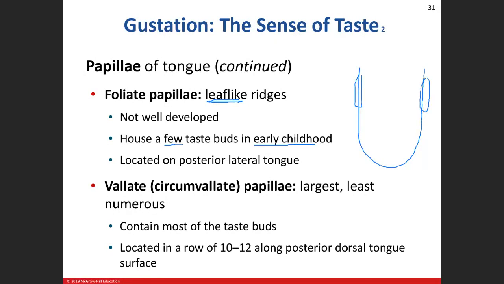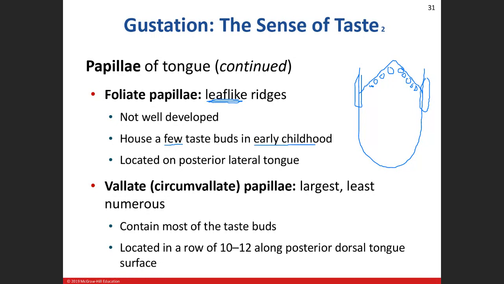But the important ones are easy to remember because they form a V-like configuration. And they sit along this ridge. I'm not going to try to draw them all in, but you will see when I show you on the other slide. These are the vallate ones. That's how I remember them. They're few in number, anywhere between 10 to 12 of them, but this is where the majority of your taste buds are located.